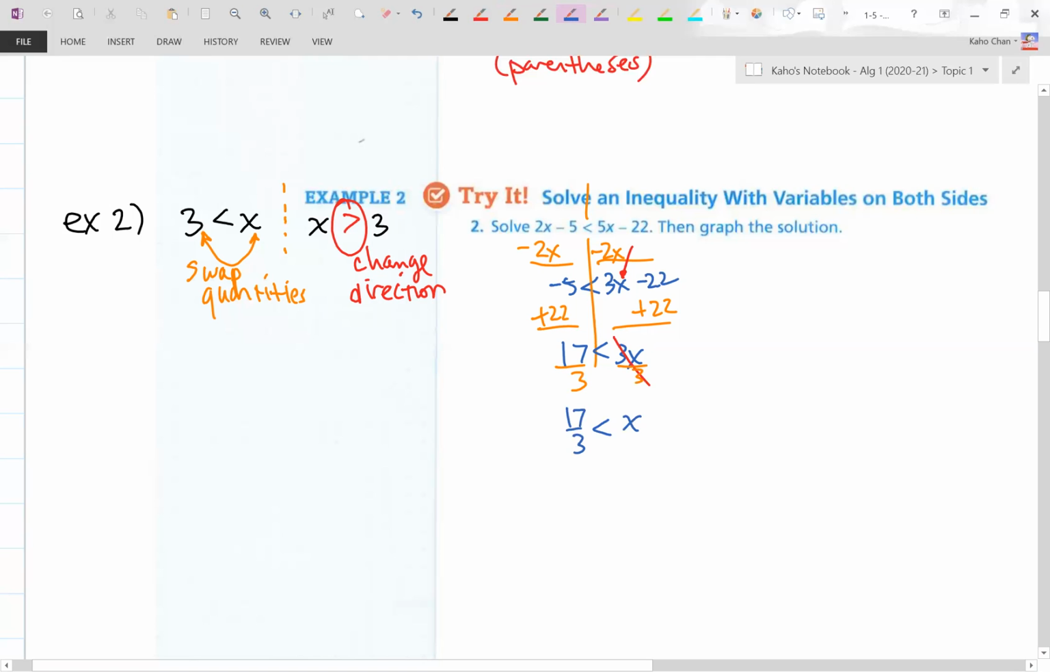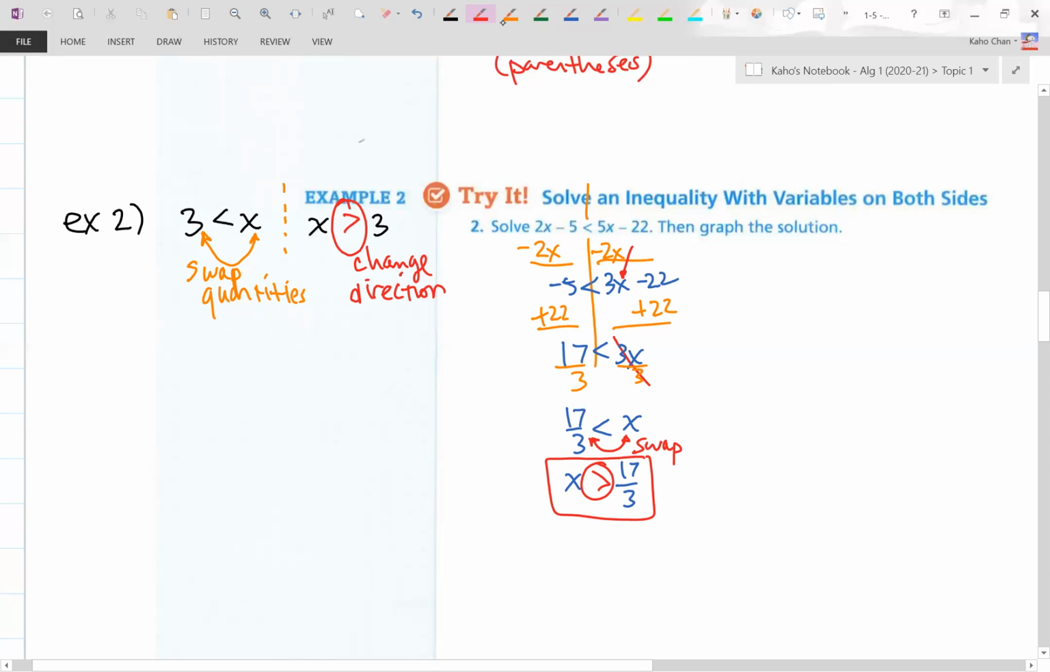We don't say it that way though. You want to swap the order of how you say it, but that means the inequality changes direction as well, okay? That's a swap, which means the inequality changes direction as well.